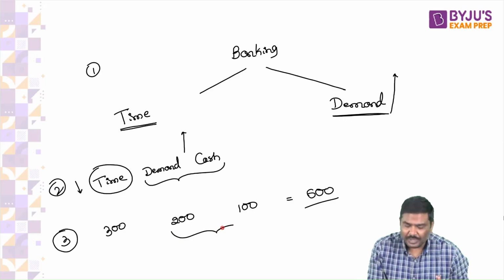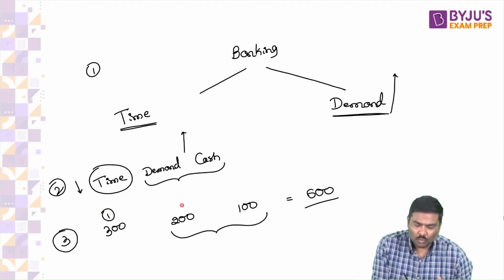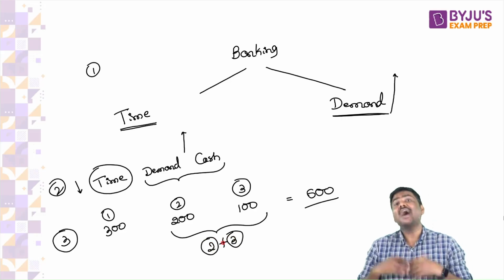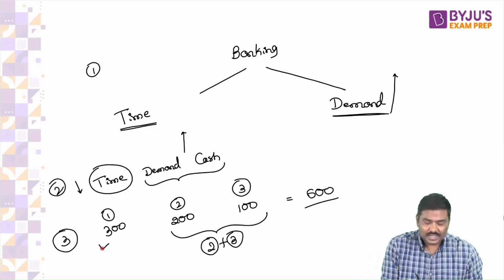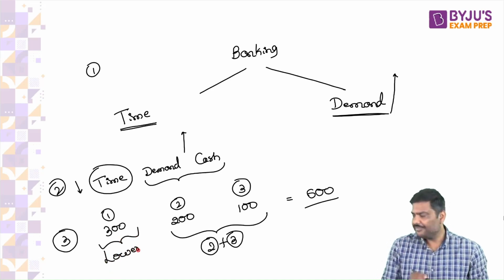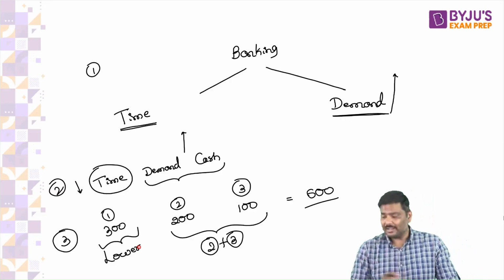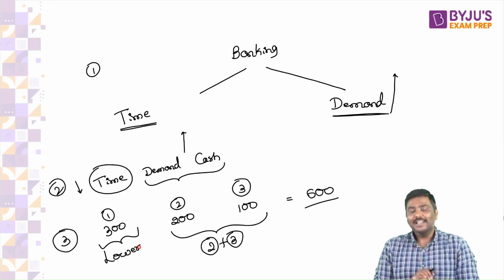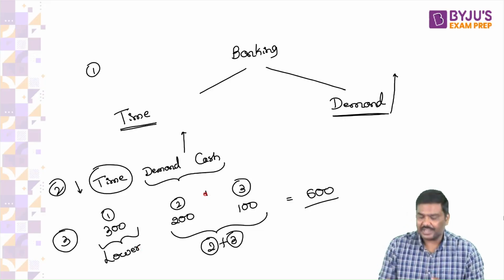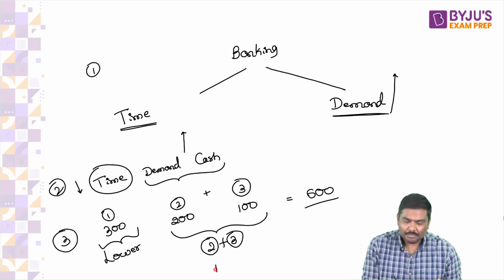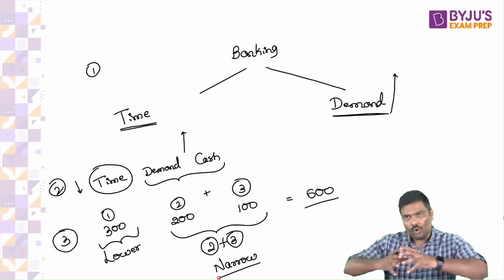Now, within this 600 rupee, can I say the 300 rupee, that is, if I write 1, 2 and 3, the 300 rupee that is 2 plus 3 has a higher liquidity, whereas this 300, that is point number 1, has a lower liquidity. And finally, based on this, if I'm looking at only 2 plus 3, can I say it is basically narrow money?